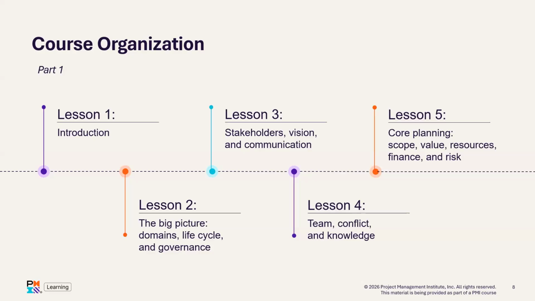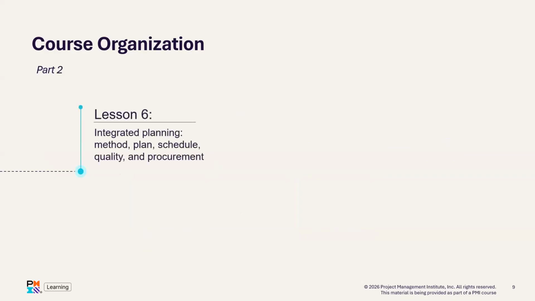And then resources are required for projects. Finance, we also plan finance and look at risk in lesson 5. When we come to lesson 6, we will integrate our plan, right? So we have to put all the bits and pieces of the various project components together to have an integrated plan, which will be used to manage the project. And that integrated plan will include a schedule, quality, procurement, in addition to the scope and the rest. So we will look at that aspect for lesson 6.